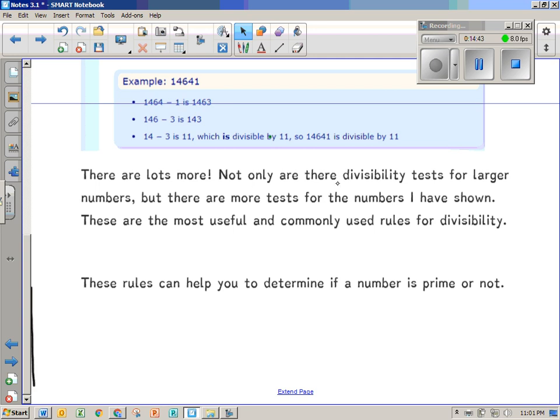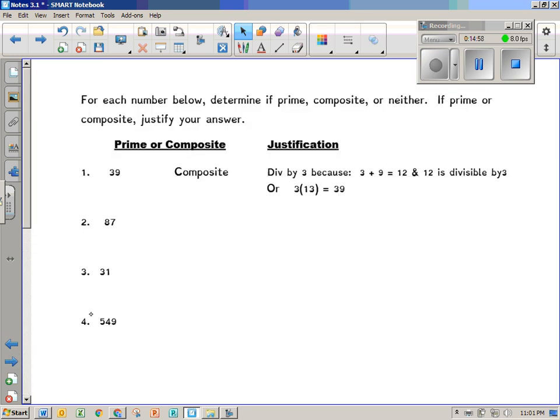And there really are a lot of other rules. There are actually a lot of divisibility rules for larger numbers and more tests for even the ones that I've shown, but these are the most useful and commonly used rules. The rules can help you determine if a number is prime or not. So let's take a look at some examples here. If you want to try these by yourself and then come back to the video, it's not a bad idea.